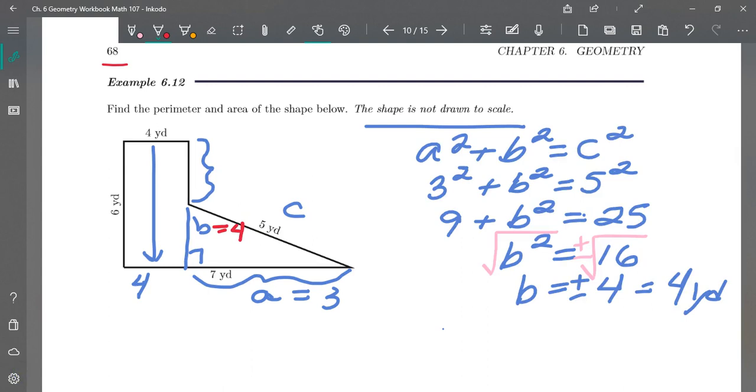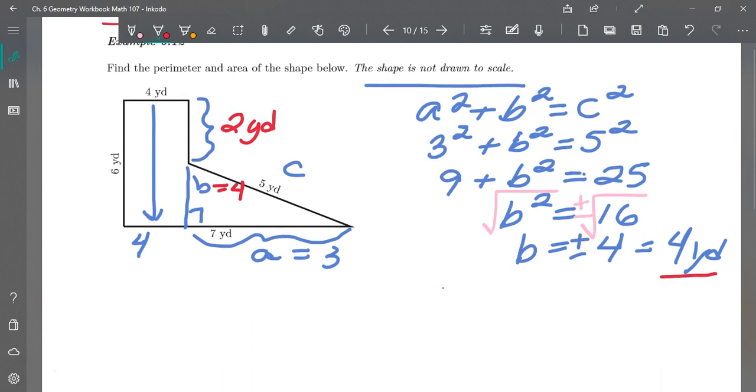Now you can see over to the right where I have worked out the calculation for the length B. It comes out to be 4 yards. So that leaves us with 2 yards for this missing side. Now we can figure out the perimeter of the whole shape.